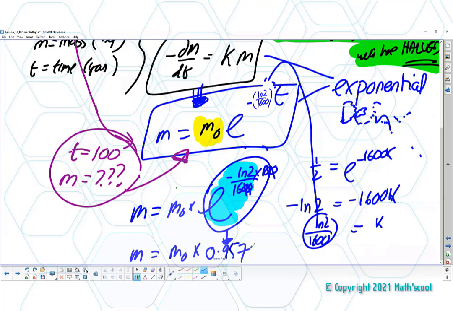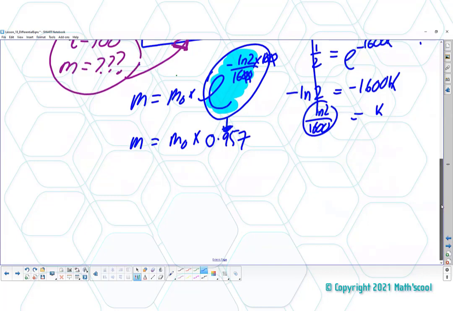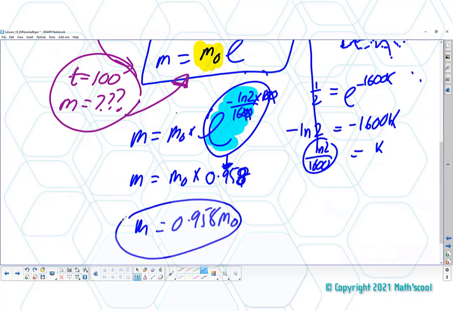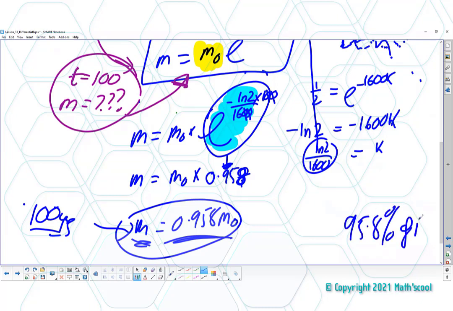0.957. Any more decimal places? Okay. Are you sure it was 0.957 then? 6. Okay, so 958 then. That gives us m equals 0.958 m naught. So after 100 years, the mass is 95.8 or 0.958 of m naught. In other words, it's 95.8% of m naught. In other words, only 4.2% has gone.